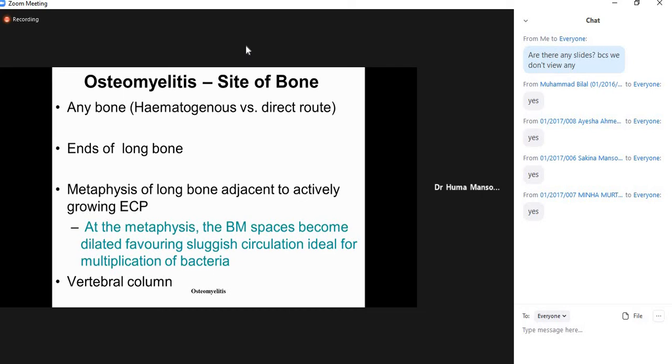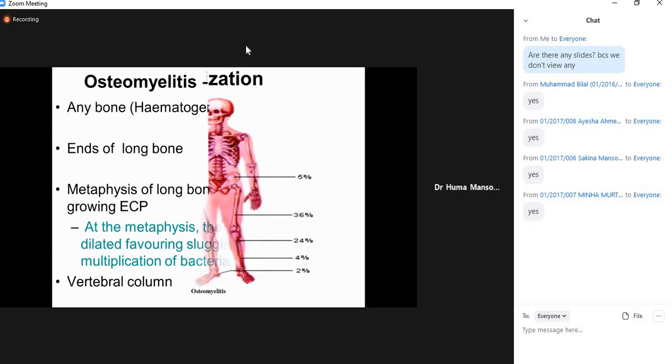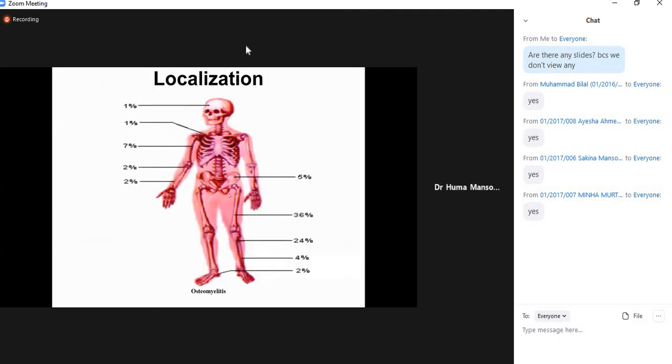And when there is swelling of the periosteum and inflammatory reaction, this further retards the blood flow, which becomes a cherry on the cake. When the blood flow becomes further sluggish, the condition becomes further aggravated, and the bacteria start multiplying exponentially. So as you can see, 36% of the time, it affects the long bones.